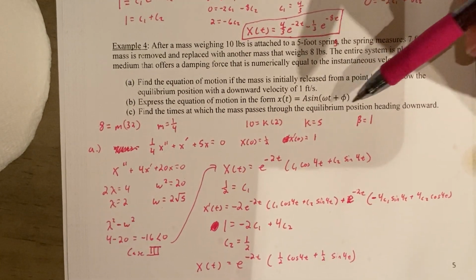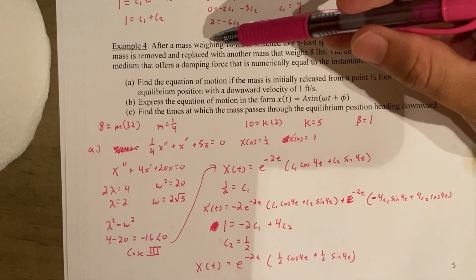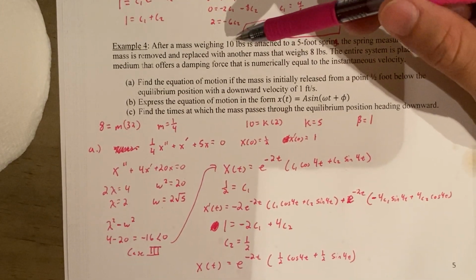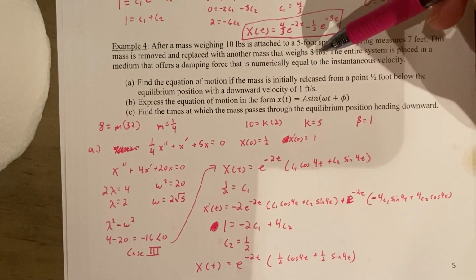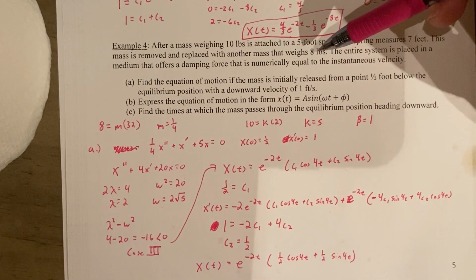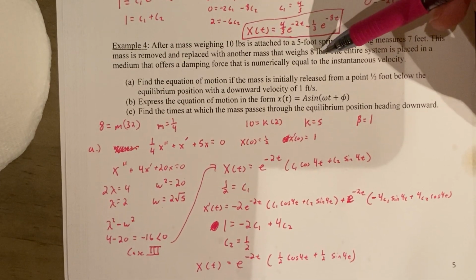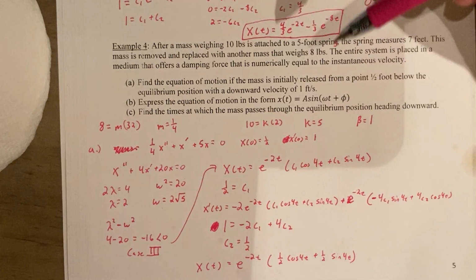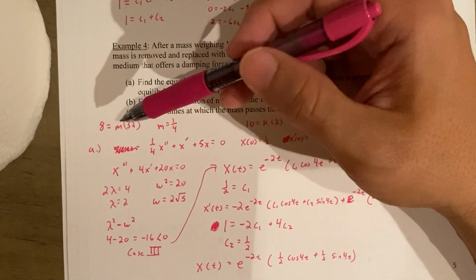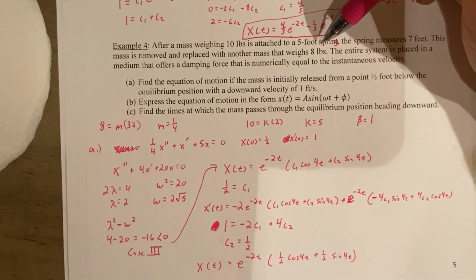So the first thing we want to do is find the mass. Everything is given in terms of weights. We're dealing with 10 pounds and 8 pounds. We're going to use 8 pounds because the 10 pound weight was removed and replaced with the 8 pound weight. So 8 is equal to m times 32. 32 is used again because we're talking about feet.